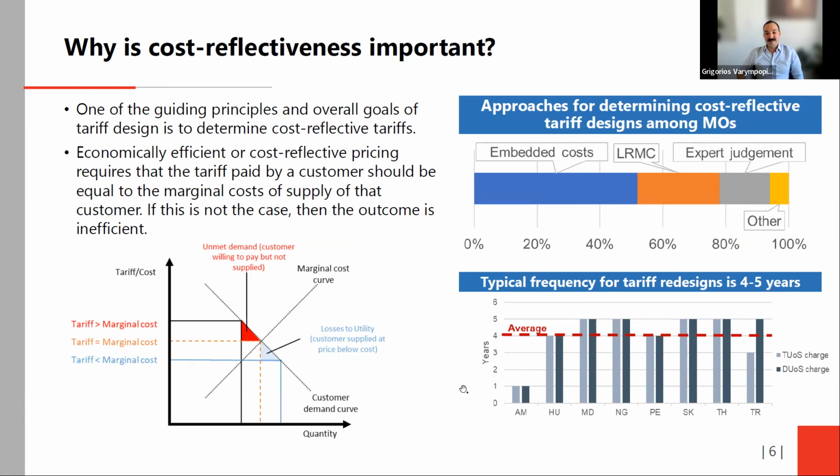The typical frequency among member organizations for the redesign of tariffs was 4 to 5 years. So we don't want to change the tariff design very often, because there is some time that is needed for consumers to react to the pricing signals we are passing through our tariffs. And at the same time, circumstances in the market, in the economy, in the nature of the network change. So we want to update the tariff design. So the typical average was 4 to 5 years.